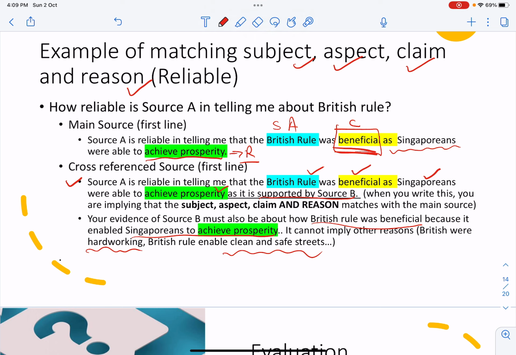Okay, this is why majority of students do not get a matching criteria and fail their cross-reference, because their subject, aspect, claim, and reason are different. Okay, or they're not referring to the same thing. Therefore, if they're not referring to the same thing, you cannot claim that they are reliable to one another, or that you can trust one over the other, because you only can do that if you are talking about the same subject, aspect, claim, and reason.